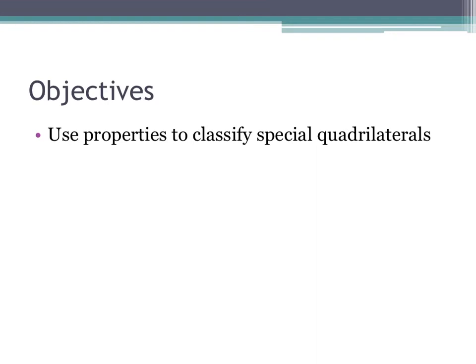Okay, so today we learned about some special quadrilaterals. We did rhombus, rectangle, and square. You should have your property card filled out, and when you come to class, we will do some examples.